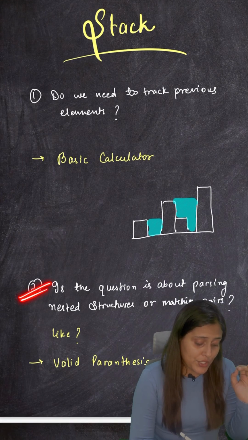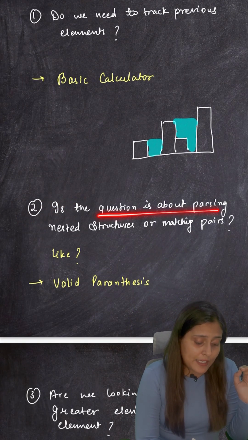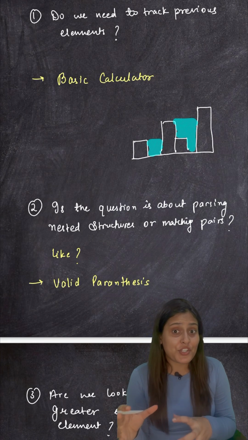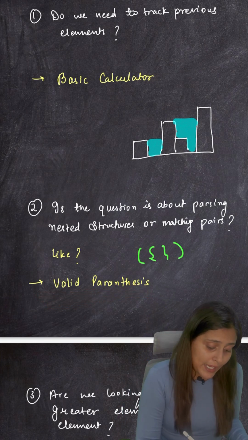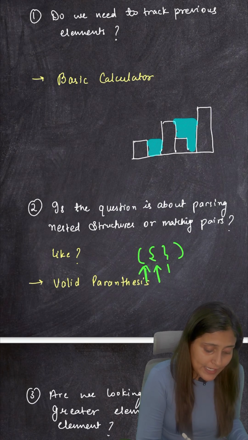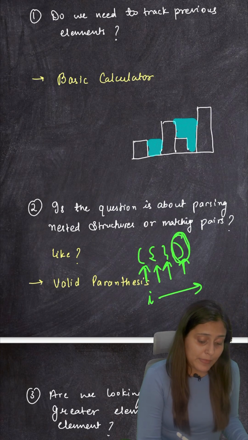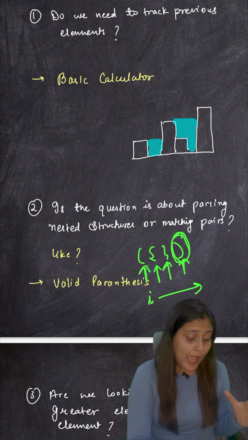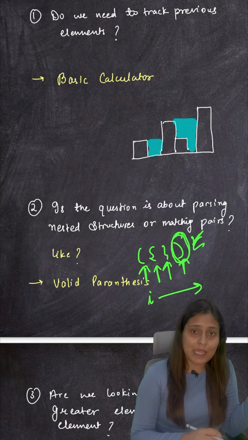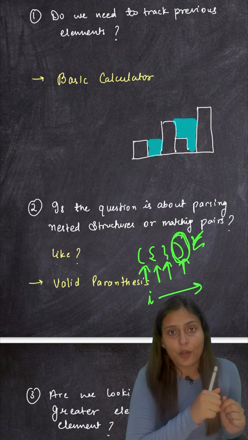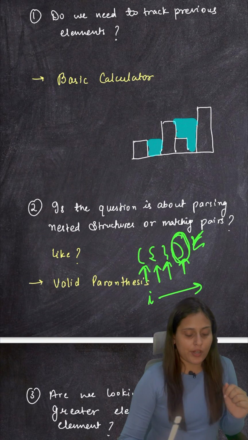Or if the question is asking for a nested structure or matching pairs, like the problem named valid parenthesis, if you have heard about it. You are iterating from this level, right? And you keep on moving your eye pointer towards the right. So when you reach this point, you have to check that you find the closing pair. Did you have the opening bracket previously? And for that, you have to keep track of it. Hence, the stack data structure is needed.